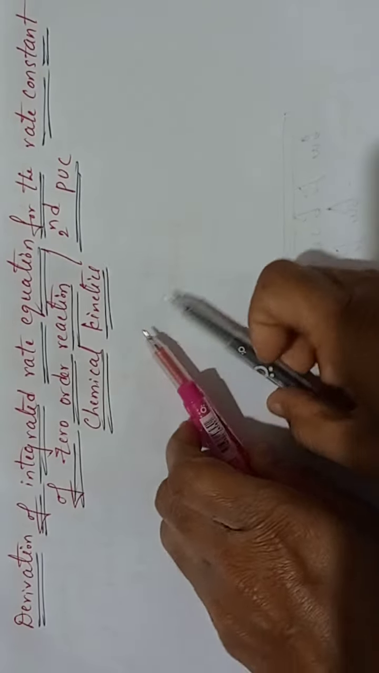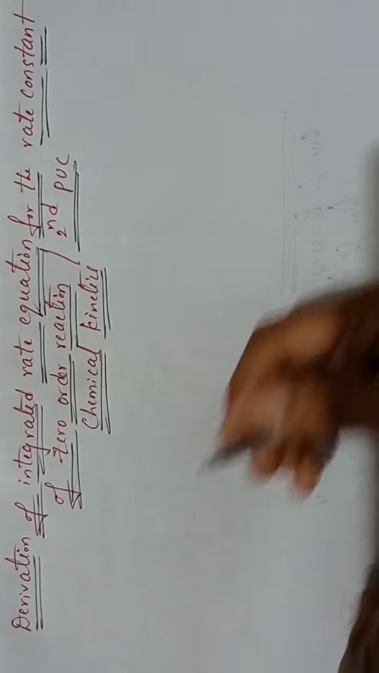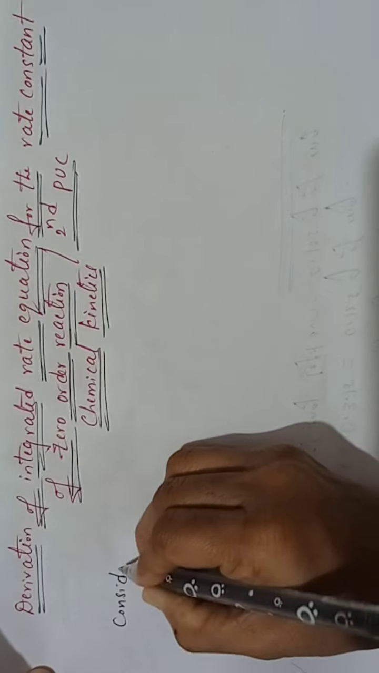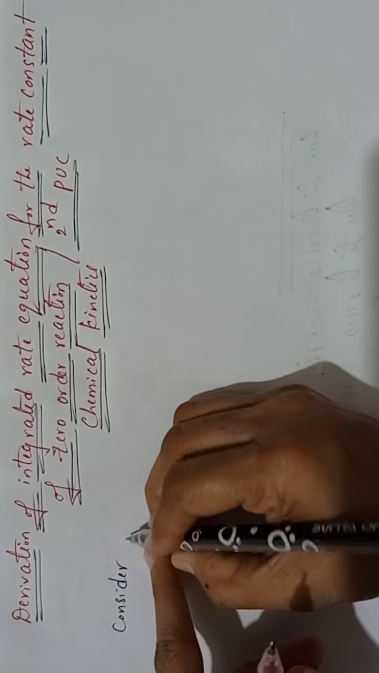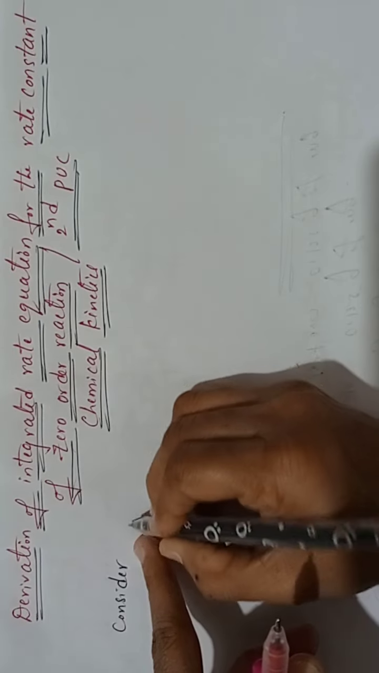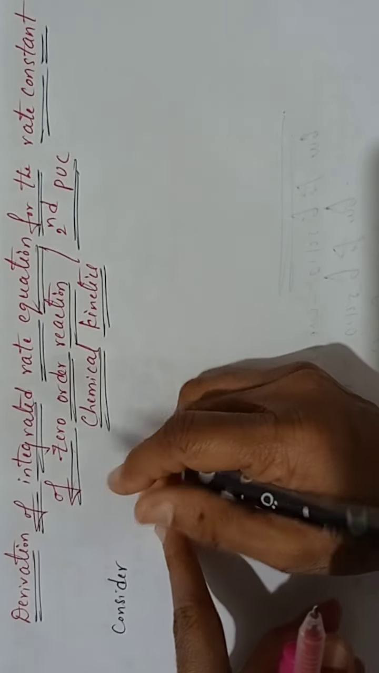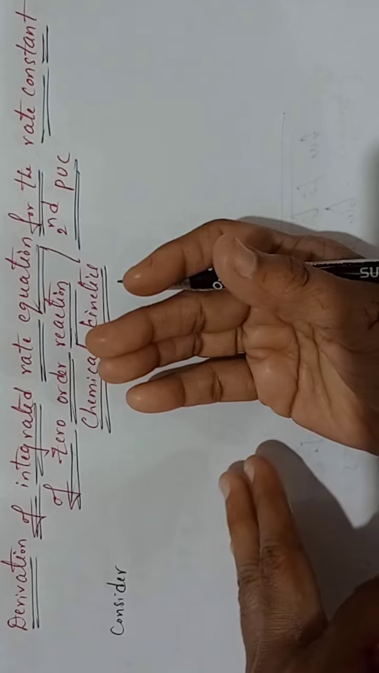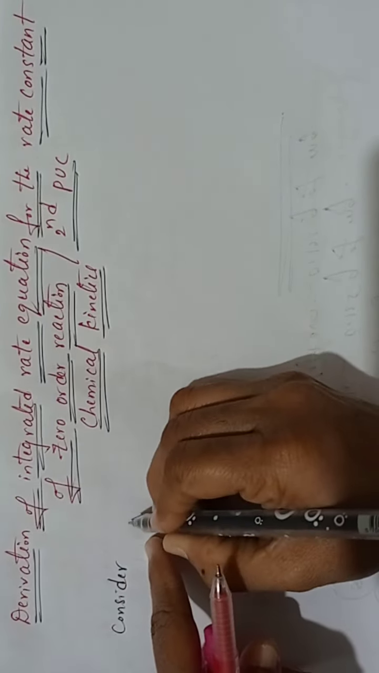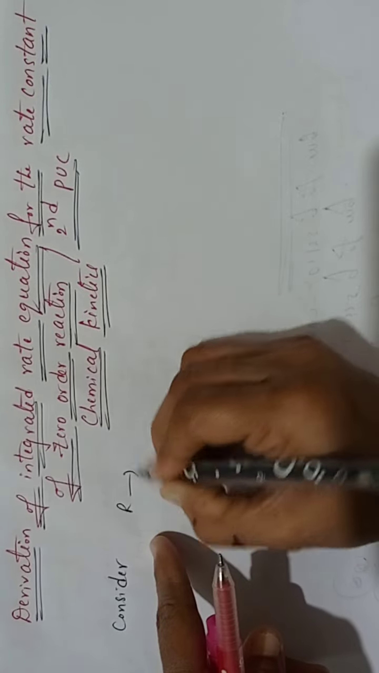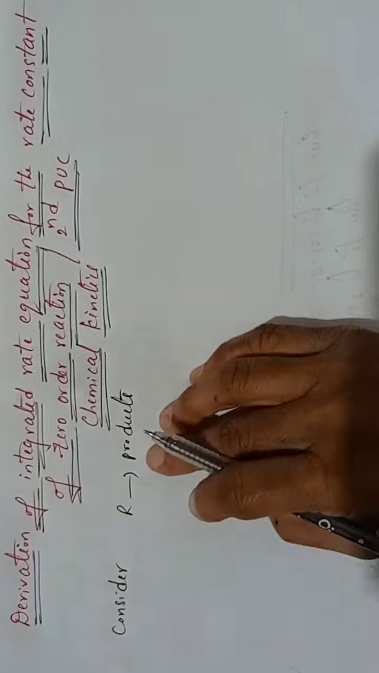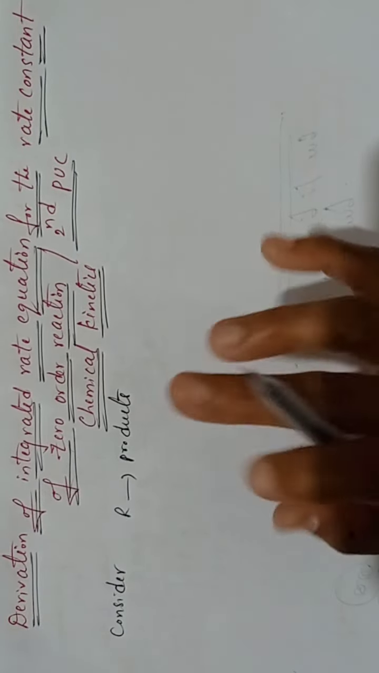First I am considering one general equation. Consider A gives rise to products, or we can take it as R only. I'm taking reactants give the products. Consider one reaction, reactants gives the products.